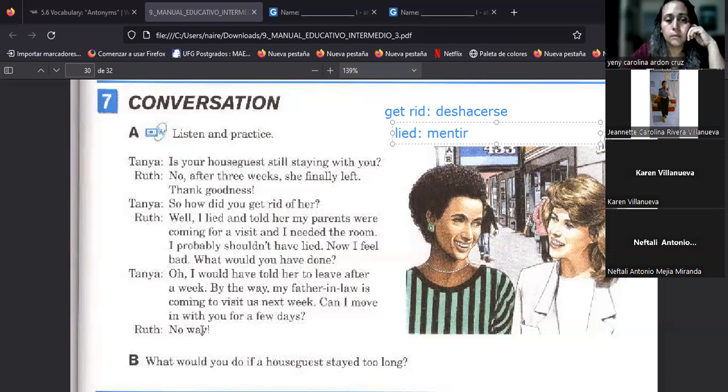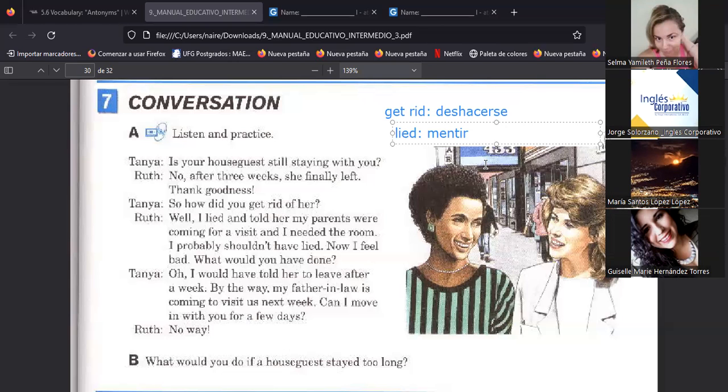No way. Okay. She's not too empathic, I guess. Okay, let me see. Next is Selma. Selma and Maria Santos. Maria Santos, do you hear Maria Santos? And Selma.